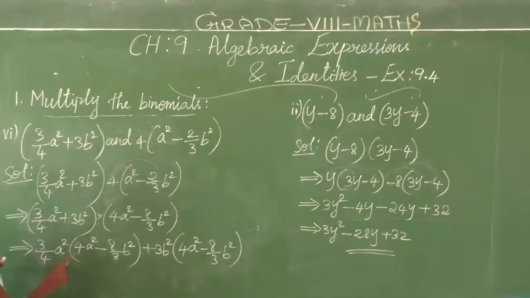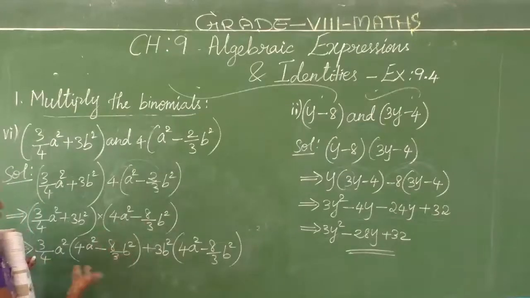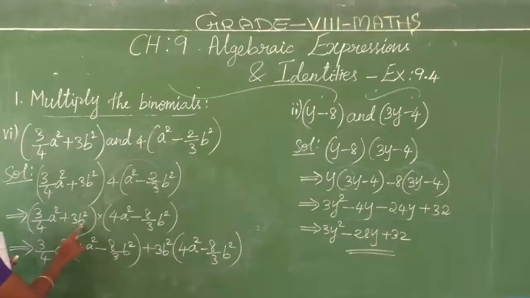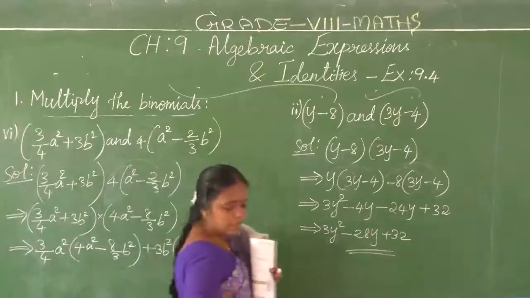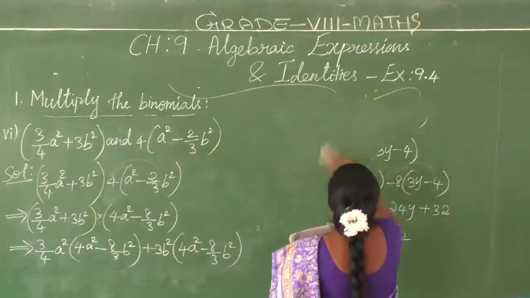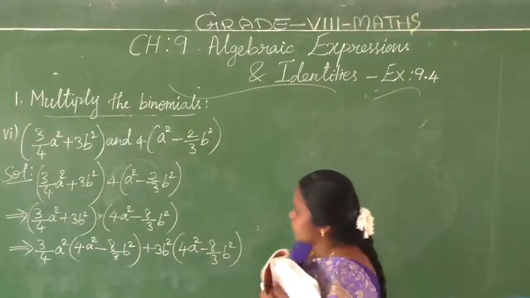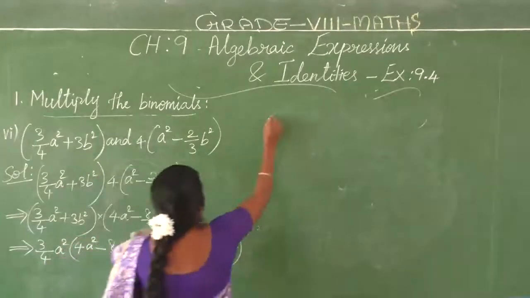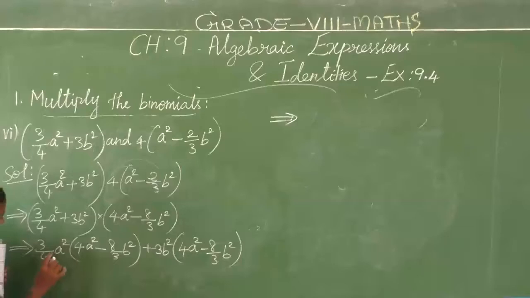3/4 a square into 4a square minus 8/3 b square. Second, this part plus 3b square into the whole second binomial taken. Clear? What comes? Multiply this. So 3/4 a square into, now which to be multiplied? This into this and then this into this. Clear? That means here if you take these two parts, how comes?